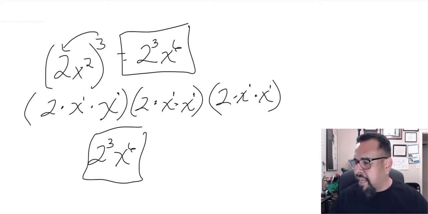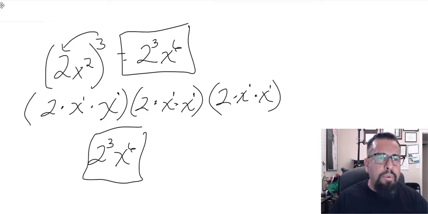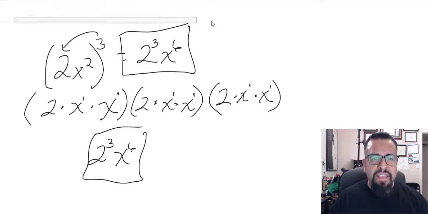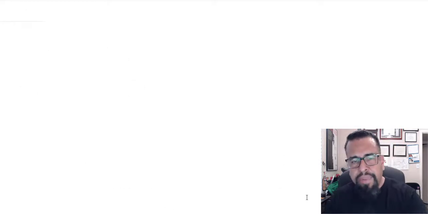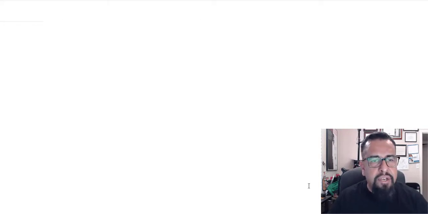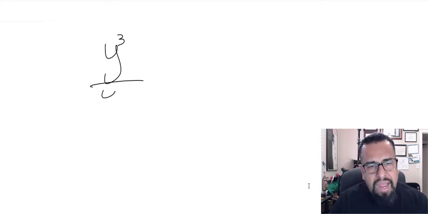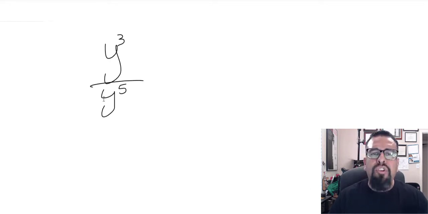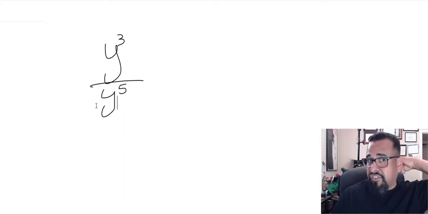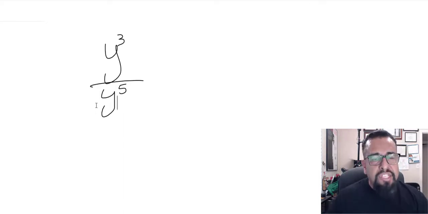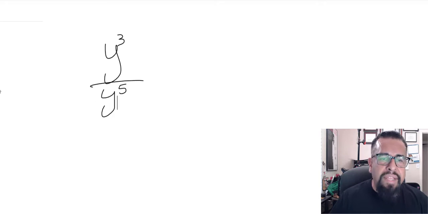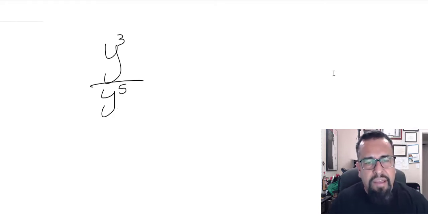All right, so let's take a look at another one. Actually, how about we look at some division? All right, so that's multiplication. Essentially, if you can learn those rules, you'll be able to solve all of them. So let's take a look here. We have y to the power of 3 over y to the power of 5. I hope you know by now that all fractions are actually division problems, right? So that's what they are. So it's y to the power of 3 divided by y to the power of 5.